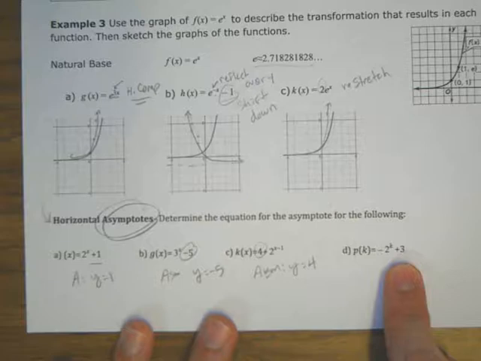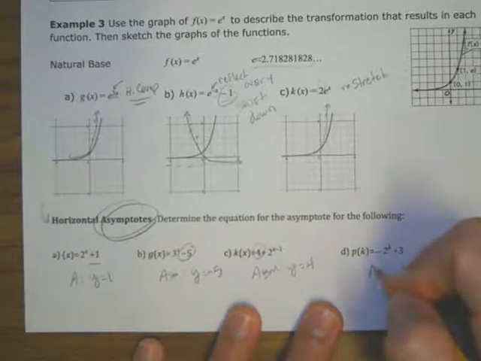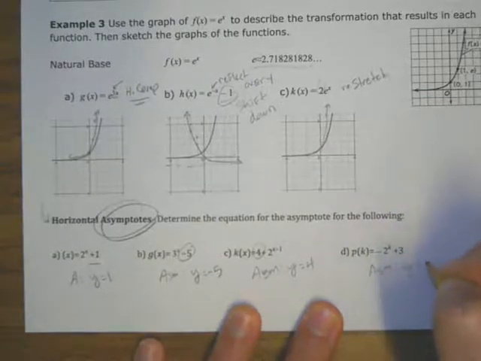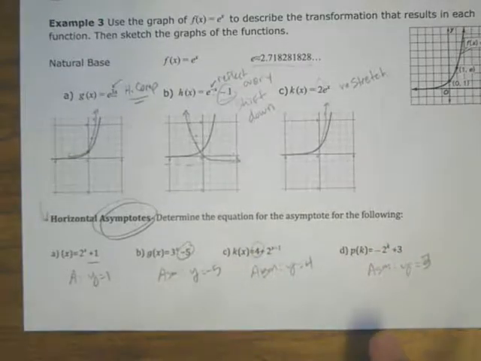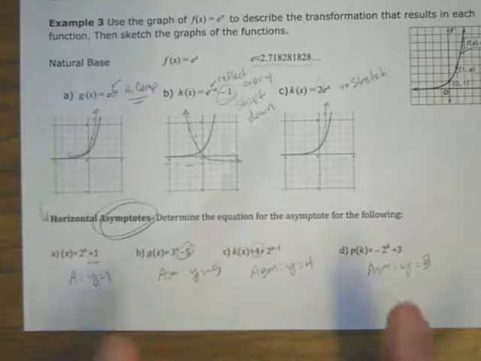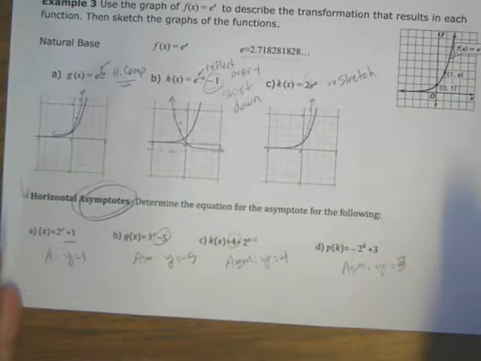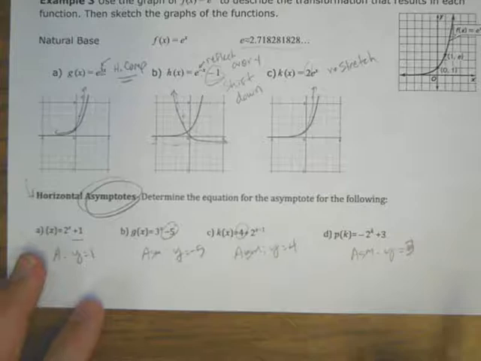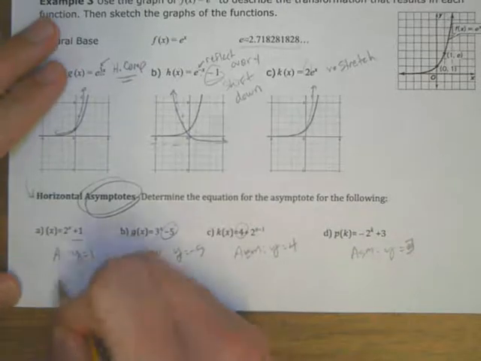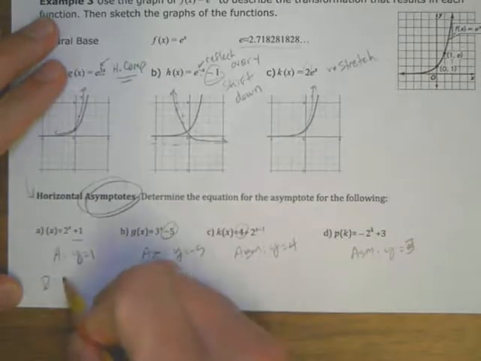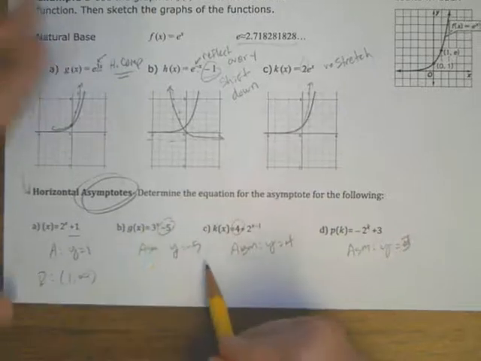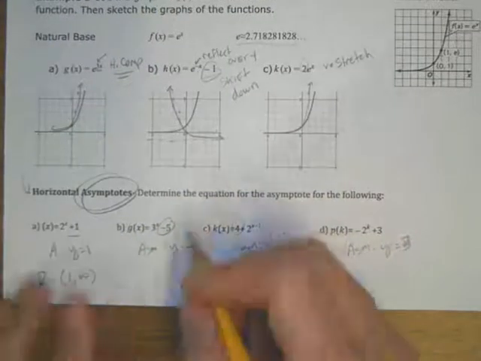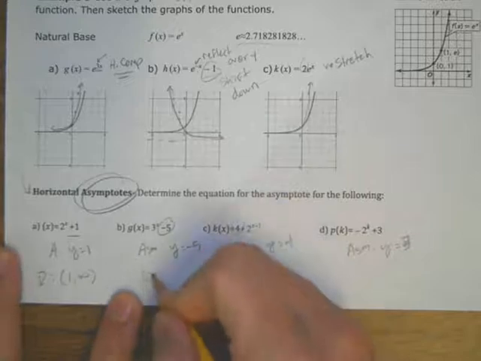Good job, everybody. Now there's one last thing. When we shift the asymptote, it changes the range. Instead of being 0 to infinity, this one is now 1 to infinity. Instead of being 0 to infinity, this one is now -5 to infinity. Instead of being 0 to infinity, this one's now 4 to infinity.